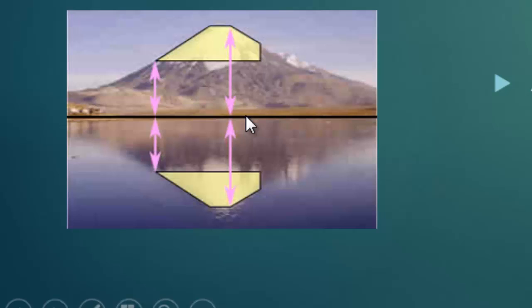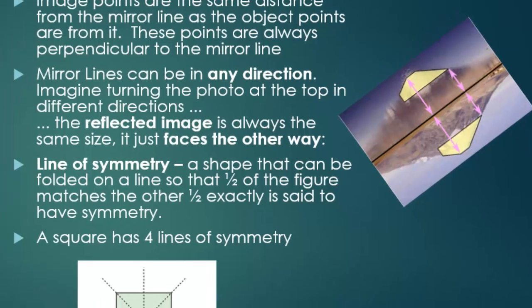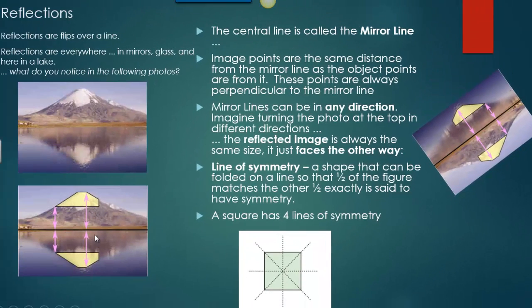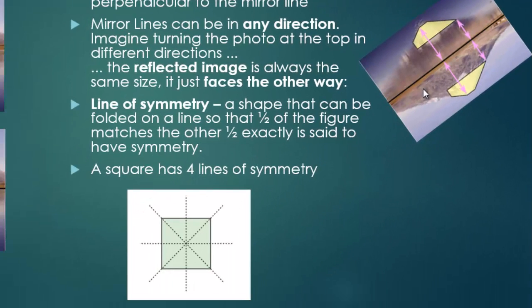So mirror lines can be run in any direction, and this is what I was talking about on the last slide, where most of our reflections are going to happen over the x-axis, which this would be, or the y-axis going this way. But sometimes you might have a line that's going on an angle like this, and your reflecting needs to be at a 90-degree angle to that line. So they can run in any direction.